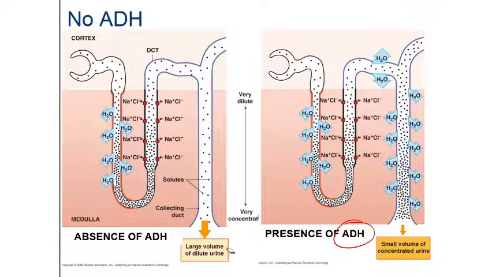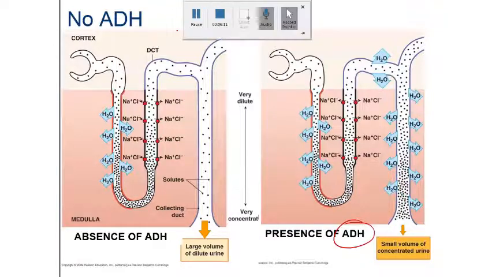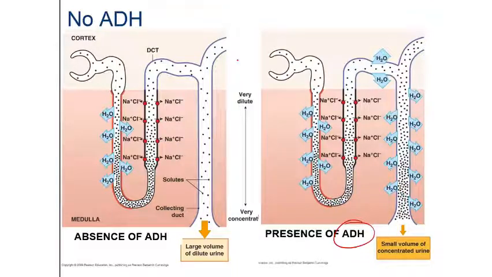So without ADH, large volume of diluted urine, right, light color urine, and in the presence of ADH, you will have small volume of concentrated urine. So typically, when you're sleeping at night, right, and then when you wake up in the morning, if I take a blood sample, do you expect the ADH to be high or low? Right. So pause the video, think about it. Right. When you wake up in the morning, right, is the ADH in your blood high or low?